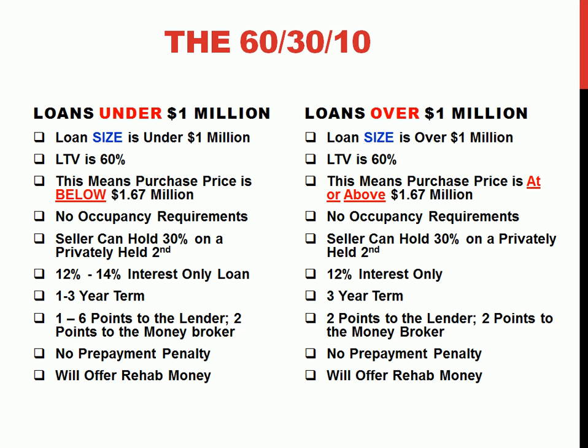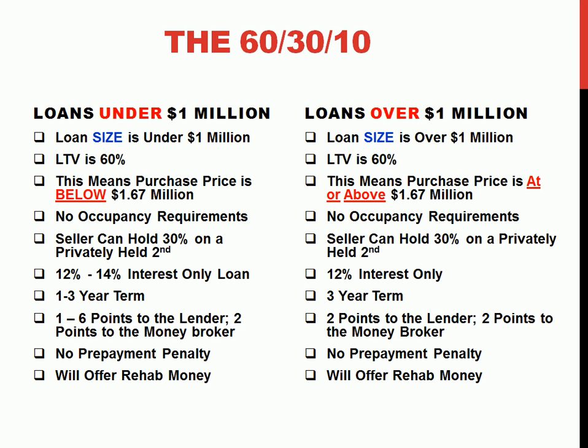So maximum LTV is 60%, which means 60% of the purchase price, provided that the purchase price is at or below appraised value. There's no occupancy requirement, so no longer do you have to get the 85 or 90% occupancy. There's no occupancy requirements anymore on this particular loan program only. Depending on the loan size will determine your interest, but it's going to be an interest-only loan on both sides. The term on the under $1 million will range between 1 and 3 years. Loans over $1 million will be 3 years.